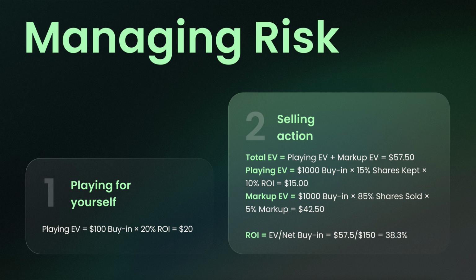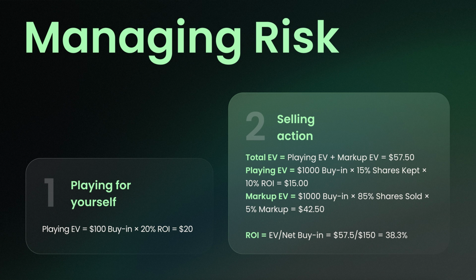But let's think about this a little bit deeper. You could, for example, keep 15% of the action for yourself and generate the 10% ROI that you expect for yourself. So that will be 15% of a $1,000 tournament at 10% ROI, which would be an EV of $15. Luckily, you found somebody who buys the remaining 85% at a fair markup of 5%, which will yield you $42.50.